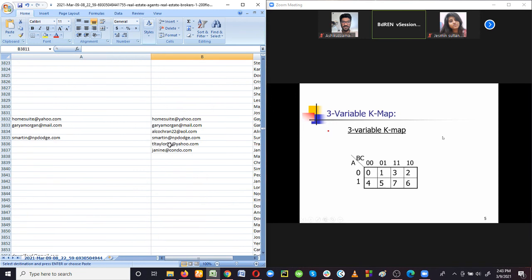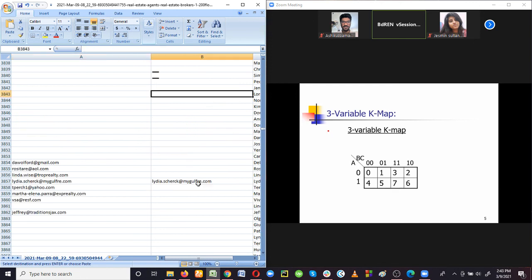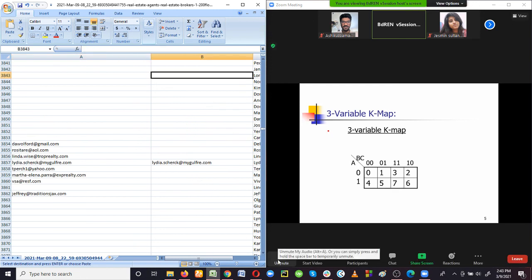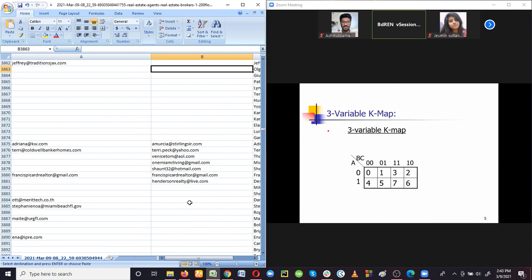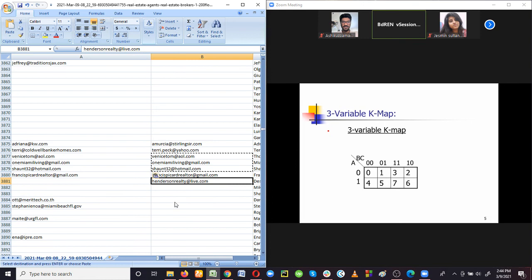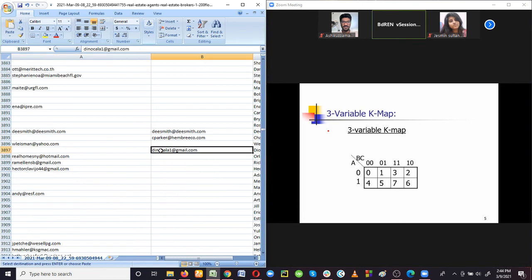Now observe, this is a 3 variable Karnaugh map. So what will be the combination? A, B, C. At first A, then B, then C, because I have said that for the combination we will follow row, then column. So the combination will be A, B and C.